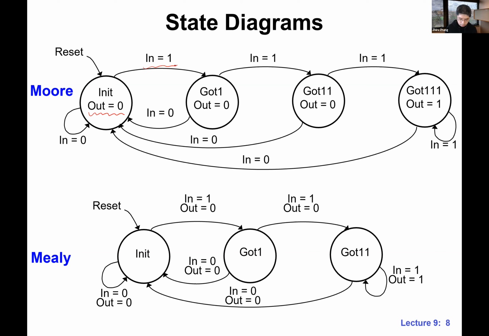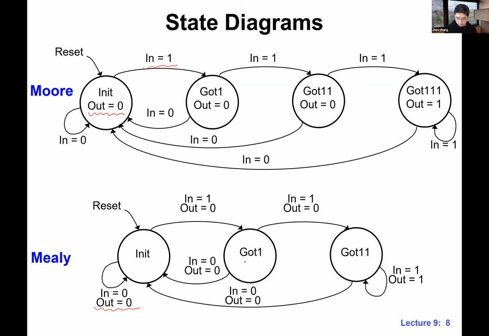For Mealy, the outputs are not inside the state bubble, because the output depends on both input and the state. So that's where we put the output on the transition arcs. These are the key differences. Again, this is doing 111 detection.